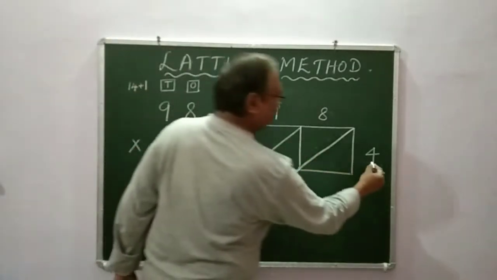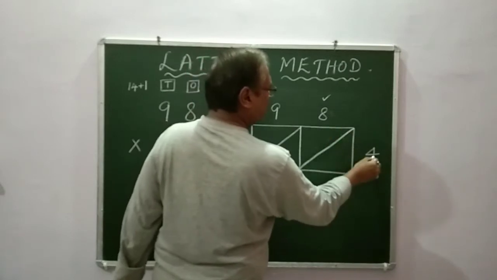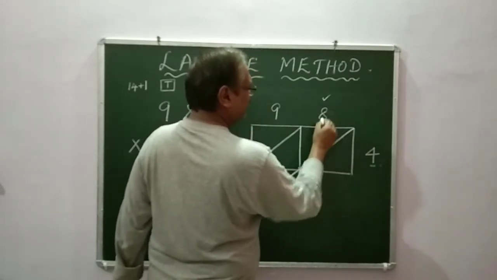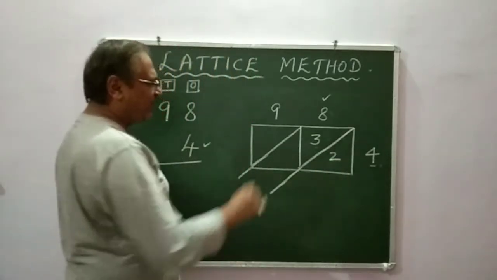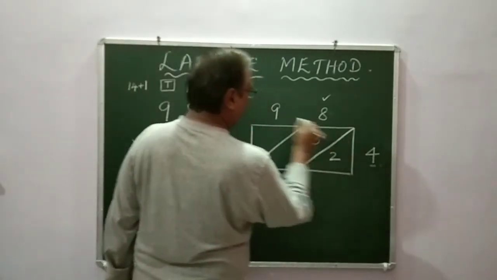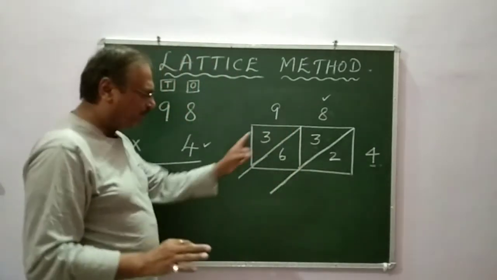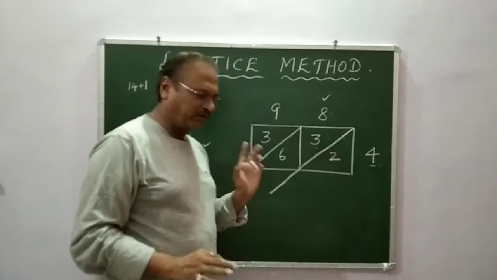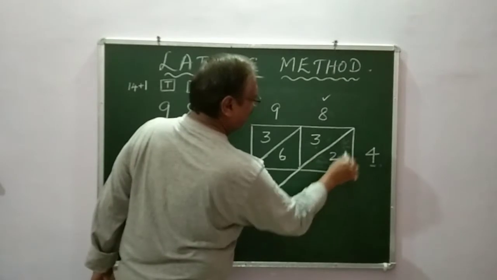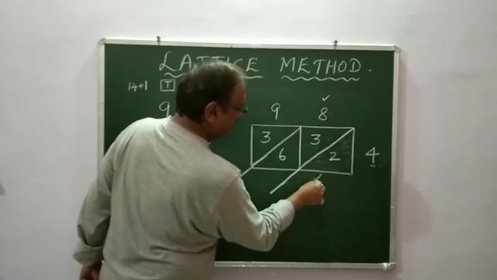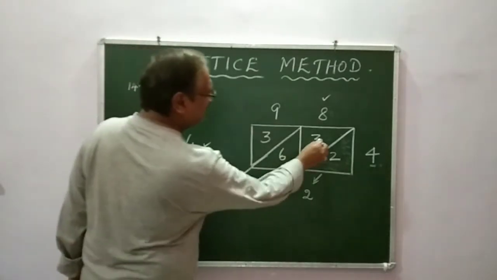Now, take this 4, multiply by 8. 4 8s are 32. Done. Now, 4 9s are 36. All boxes are filled now. Now, take this diagonal, this corner triangle. Write the number here. That is 2.